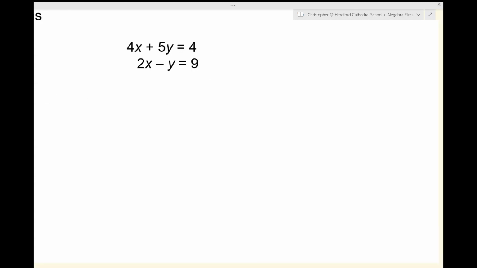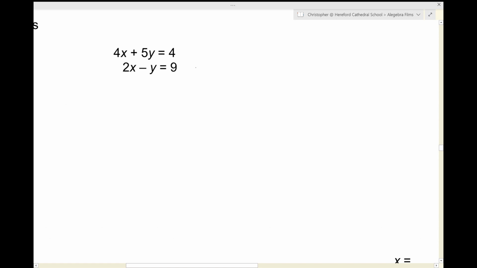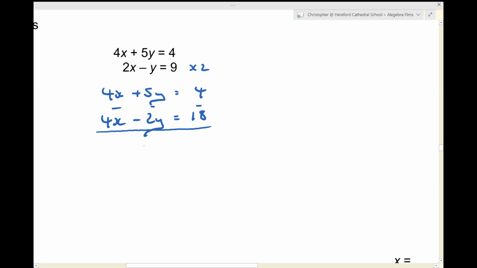Question 6, get the x's equal, then subtract. I'm going to multiply the second equation by 2 and keep the first one as it is. There's the first equation, because then I'll have 4 x's in both equations. Right, minus, minus, minus. 5y minus minus 2y is 5y plus 2y. y is minus 2.